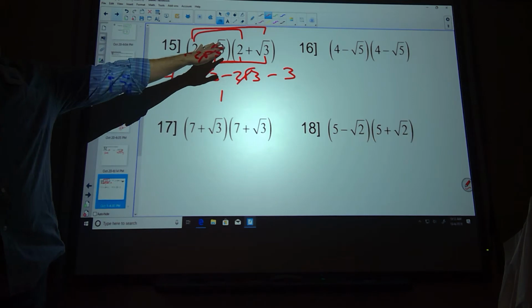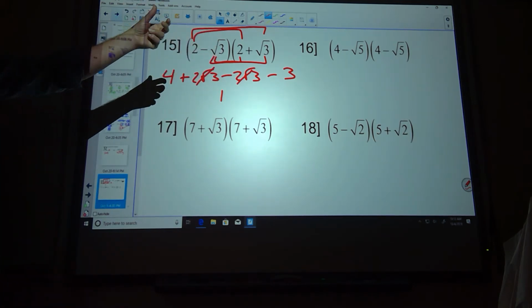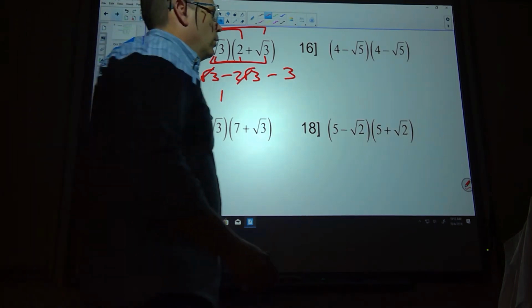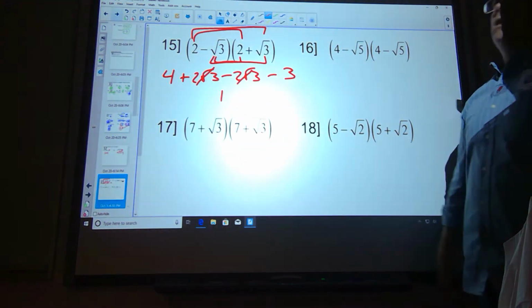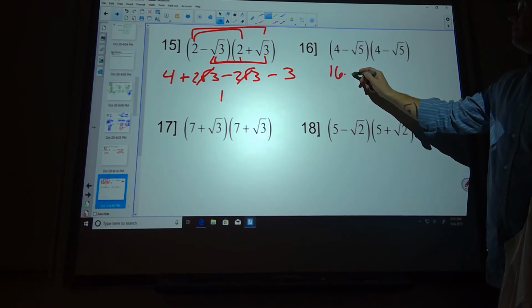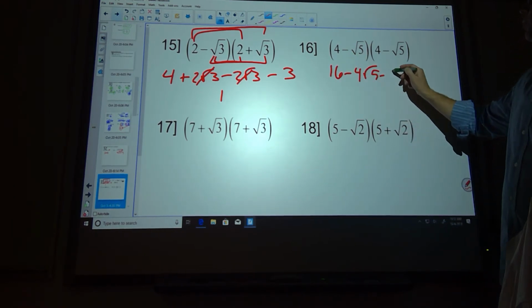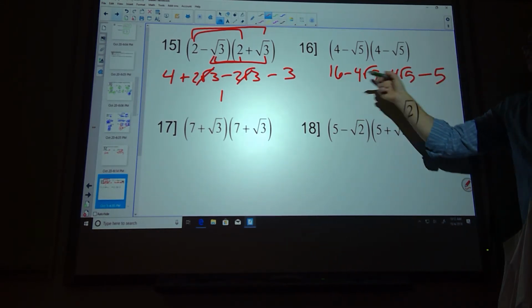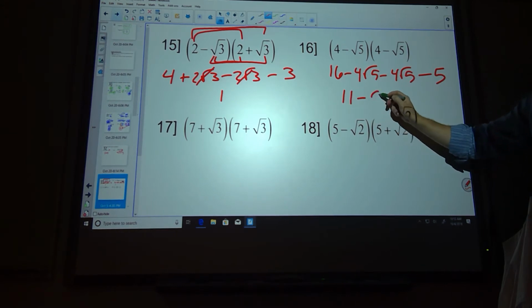These are actually known as conjugates of each other. They are the exact same binomial with one sign different. The middle terms always fall out. This is not a conjugate because it's not opposite signs. So if I FOIL this, I get 16 minus 4 root 5 minus 4 root 5 minus root 5 times root 5, which is root 25, which is 5. 16 minus that is 11 minus 8 root 5, done.